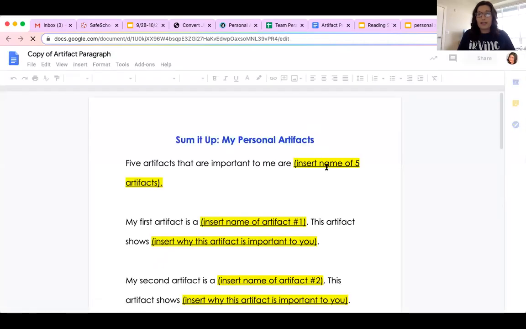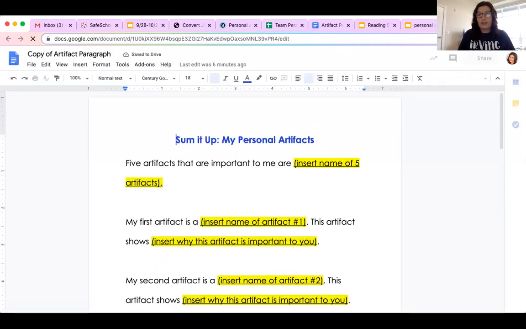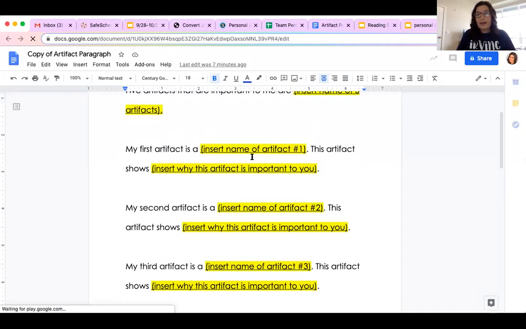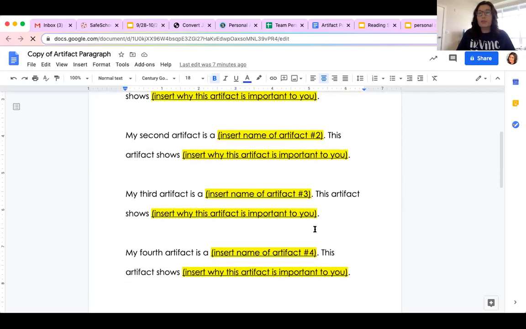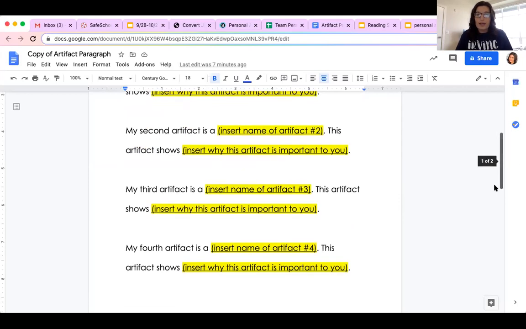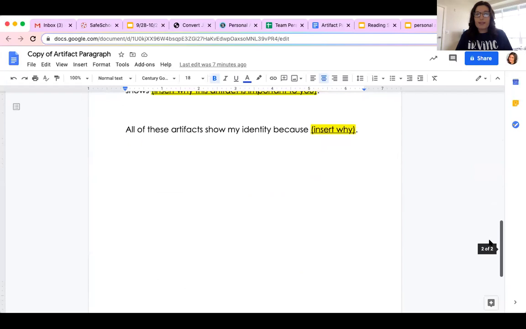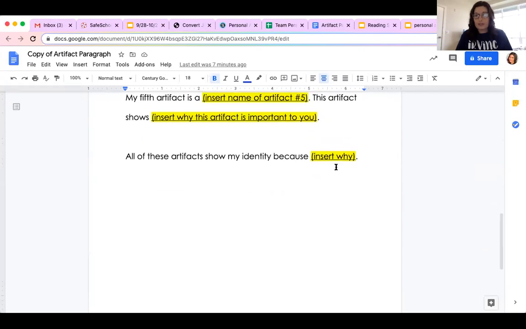When you get to your outline, this is what it looks like. Each of the parts of the paragraph are separated. So here we have our topic sentence, and then I have separated each of the artifacts that we're speaking about into separate areas with some space in between, just so it's easy for us to look at right now. After we've talked about each artifact, the end has a conclusion sentence that you will add in.